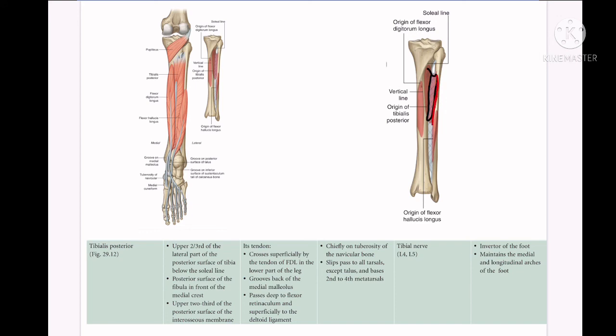That means the medial crest helps us to differentiate between the attachment of the tibialis posterior, which lies in front and above it, and the flexor hallucis longus, which lies below and behind the medial crest. It is important to mention that along the medial crest runs the peroneal artery.